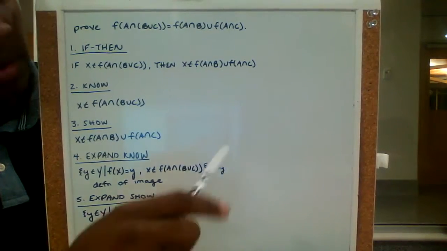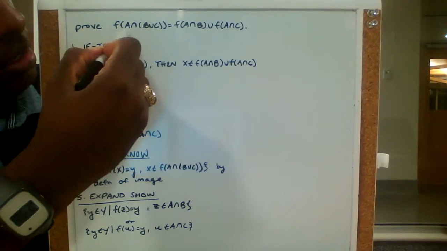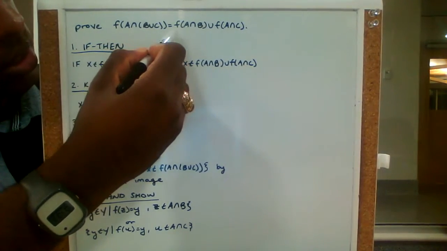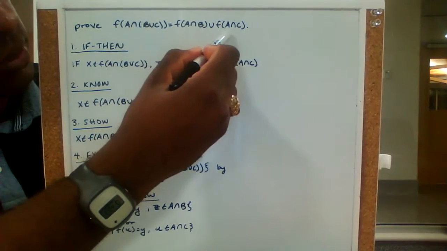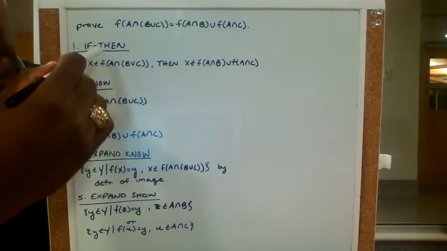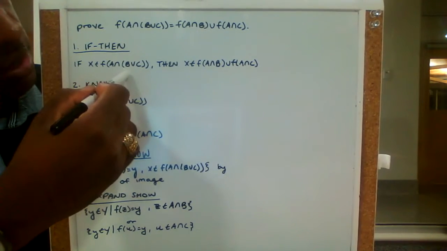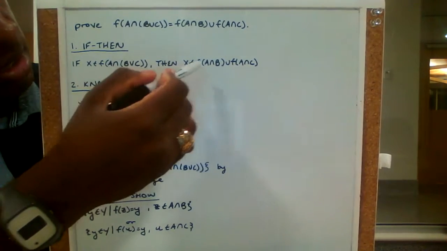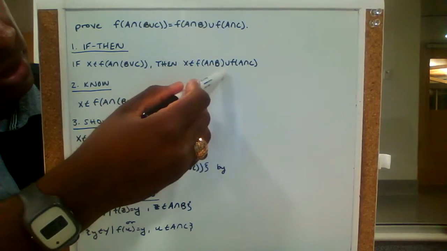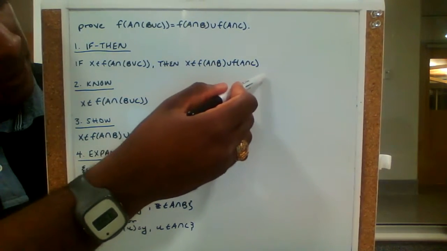Next, we will walk through the steps of the proof guide. We want to prove that f of A intersect (B union C) is equal to f of (A intersect B) union f of (A intersect C). First, we state it as an if-then statement. If x is in f of A intersect (B union C), then x is in f of (A intersect B) union f of (A intersect C).